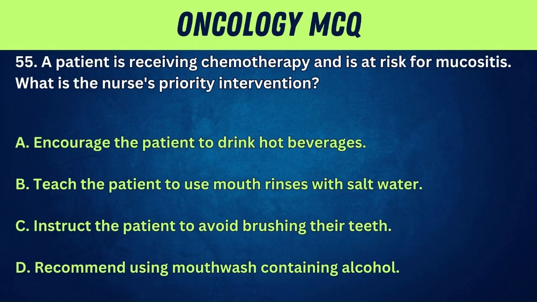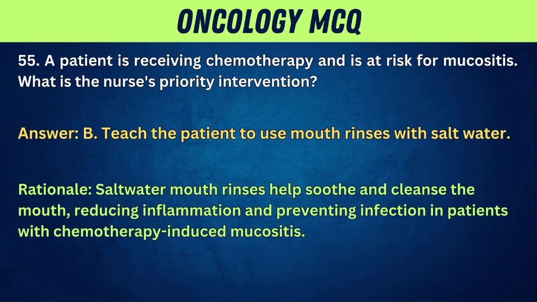55. A patient is receiving chemotherapy and is at risk for mucositis. What is the nurse's priority intervention? A. Encourage the patient to drink hot beverages. B. Teach the patient to use mouth rinses with salt water. C. Instruct the patient to avoid brushing their teeth. D. Recommend using mouthwash containing alcohol. Answer: B. Teach the patient to use mouth rinses with salt water. Rationale: saltwater mouth rinses help soothe and cleanse the mouth, reducing inflammation and preventing infection in patients with chemotherapy-induced mucositis.